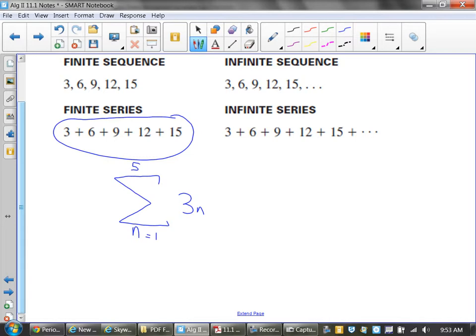So since that one on the left has 5, the one on the right has... What would you put for the top? Okay, correct. That's exactly right. This is an infinite series. Since I don't know how many terms there are in the sequence, or excuse me, in the series, I still use my summation symbol. I start at my first term, my pattern is 3n, and I go to infinity.